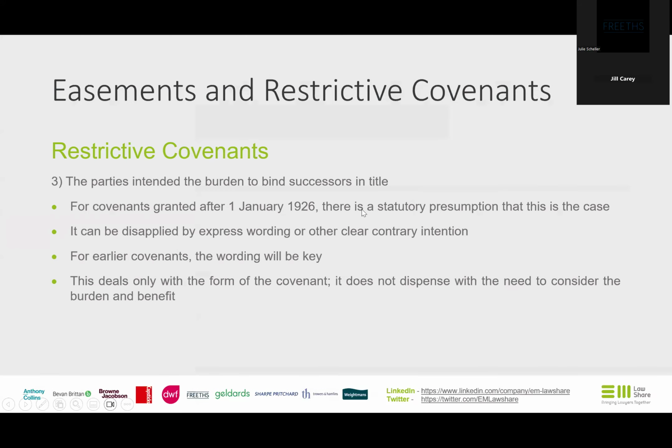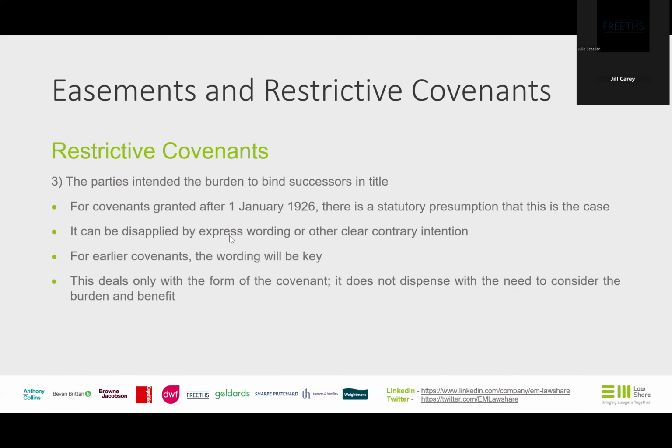Also, the parties must have intended the burden of the covenant to bind successors in title. Again, as I mentioned before, most covenants these days do post-date this. There will be a statutory presumption that it's meant to bind successors in title. So if you want to try and rebut that, you've got to look very carefully at the document to see if there's any express wording to cap it simply at the original parties.